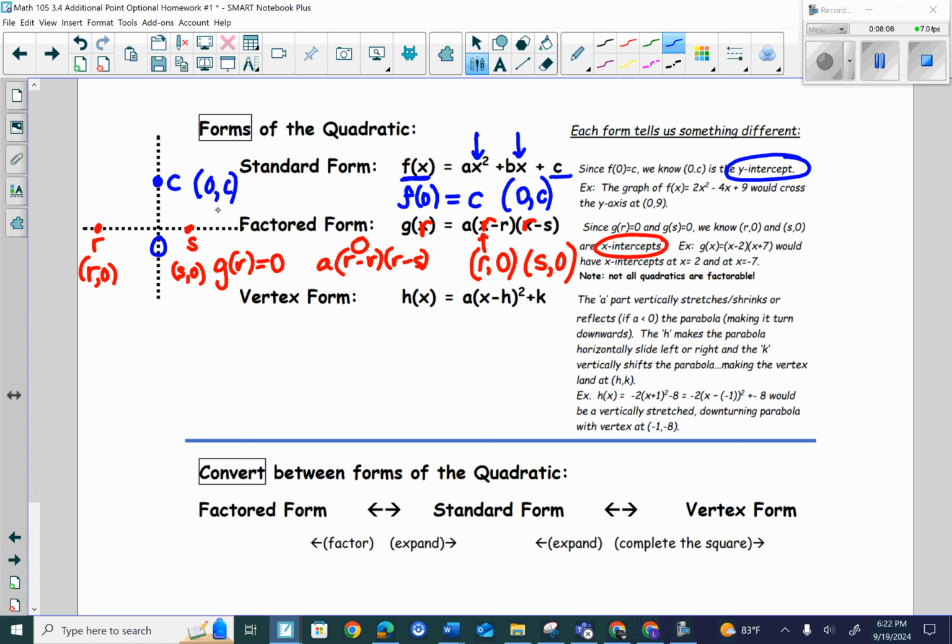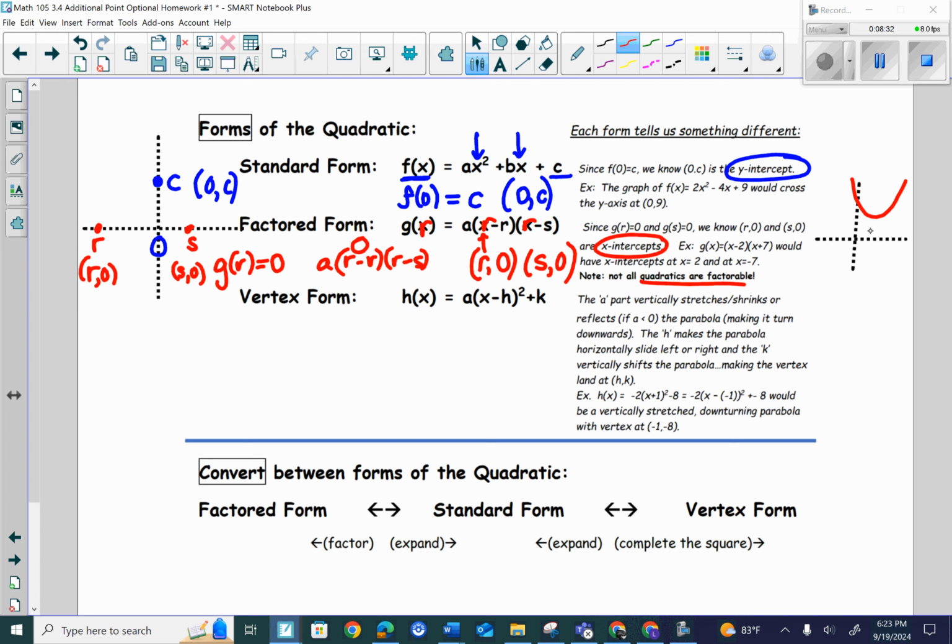And the last form, by the way, I did mean to mention that not all quadratics are factorable. So there are some where you cannot find those x-intercepts by factoring. And maybe a quadratic doesn't even have any x-intercepts, by the way. We'll save that story for another day. But if the parabola looks like this, there are no real x-intercepts.